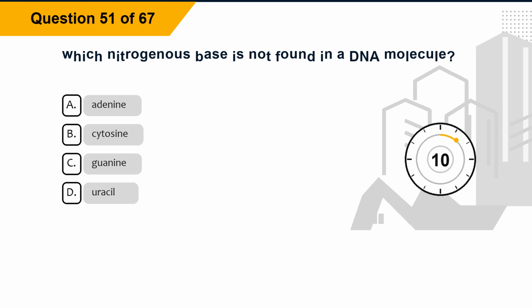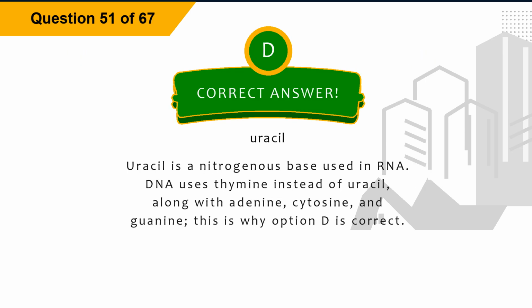Question 51. Which nitrogenous base is not found in a DNA molecule? Option A, adenine. Option B, cytosine. Option C, guanine. Option D, uracil. The correct answer is option D, uracil.